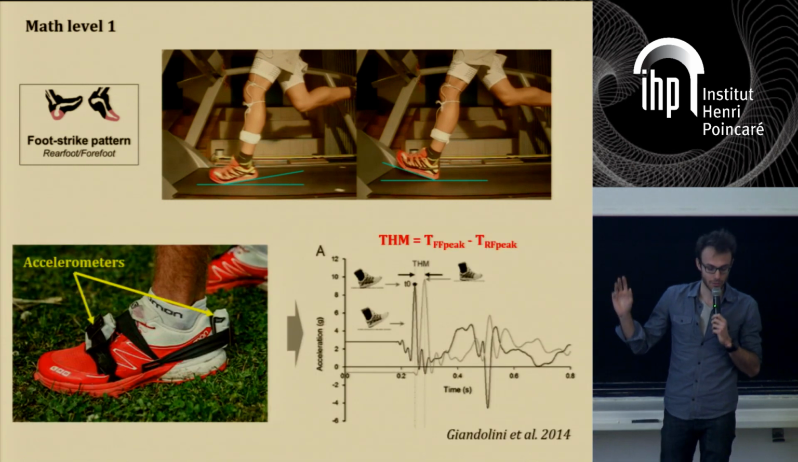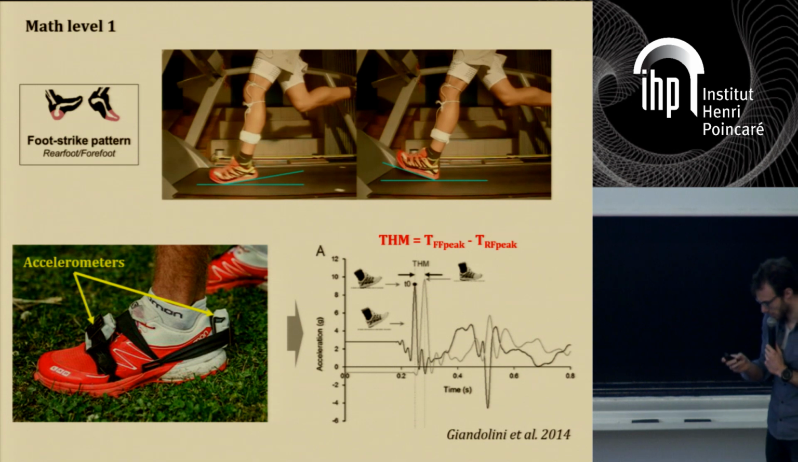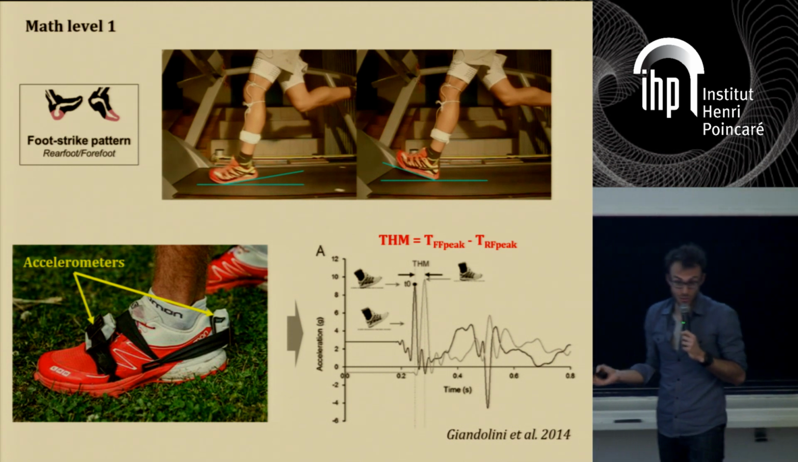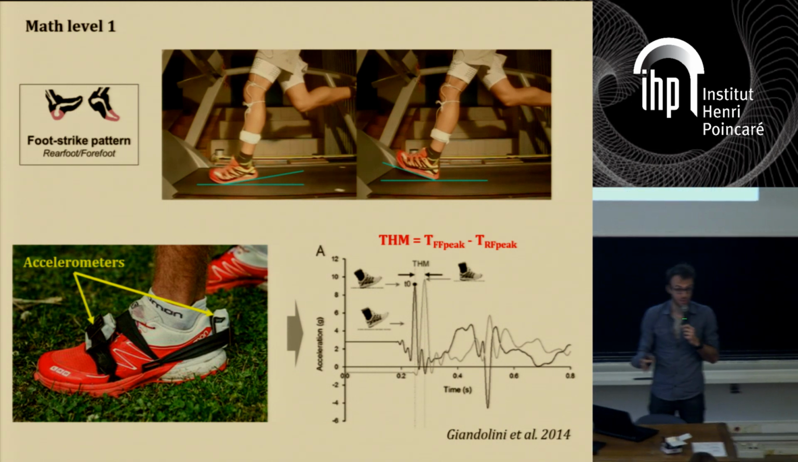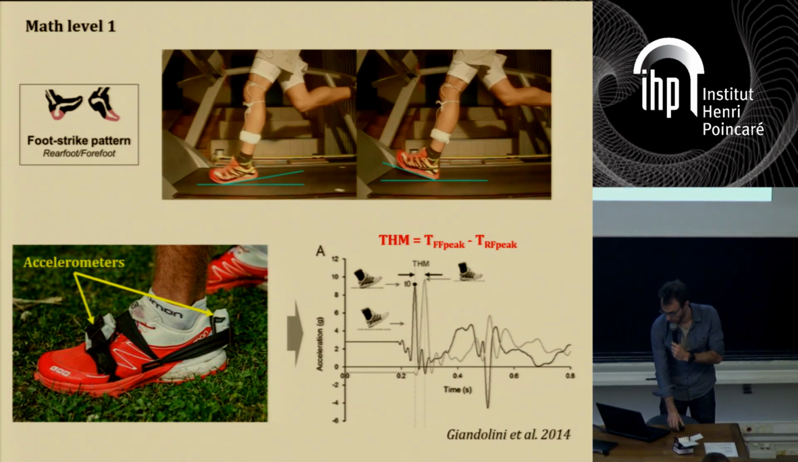We put two accelerometers on the shoe, one at the metatarsal level, one on the heel. We have these nice graphs like Nico showed, and we just calculate the time difference between the peak observed on the accelerometer on the forefoot and the one on the heel. So it's pretty basic mathematics, just a subtraction, and we have this nice parameter just to see if the runners are running forefoot or rear foot.